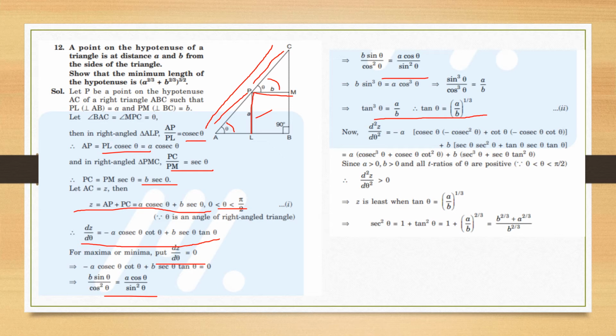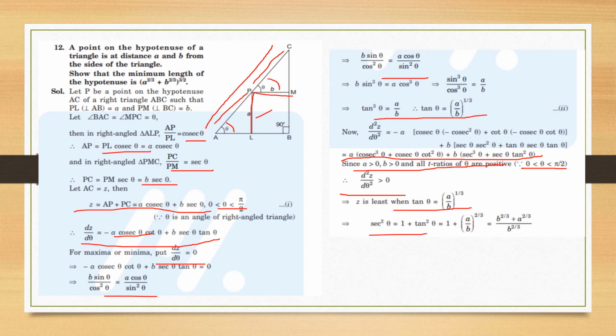Now the second derivative, d square z upon d theta square. You have to apply the product rule here also. So it's a large term and you have to rearrange it like this. As a and b are both positive and theta is between 0 and 90, we need not check it, we can just interpret from here that as it's the case of the first quadrant, the second derivative will be positive, so z will be least when tan theta is this.